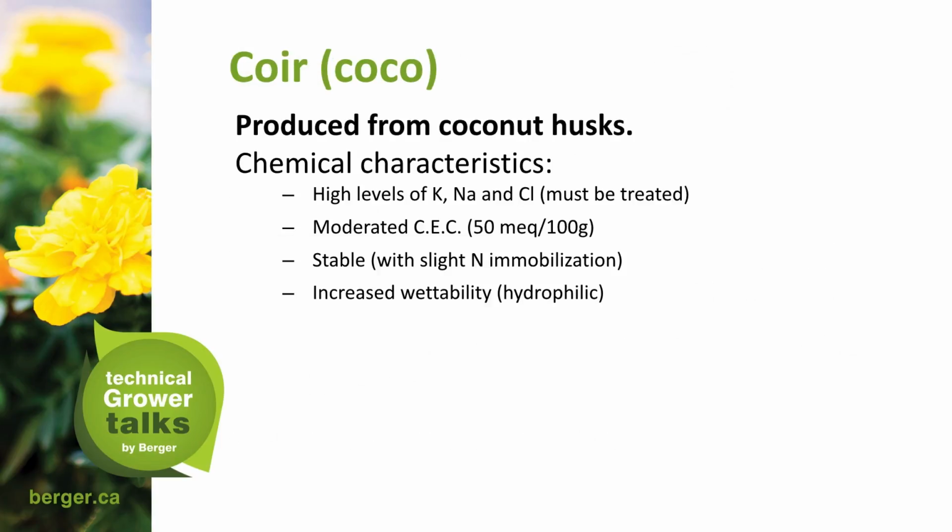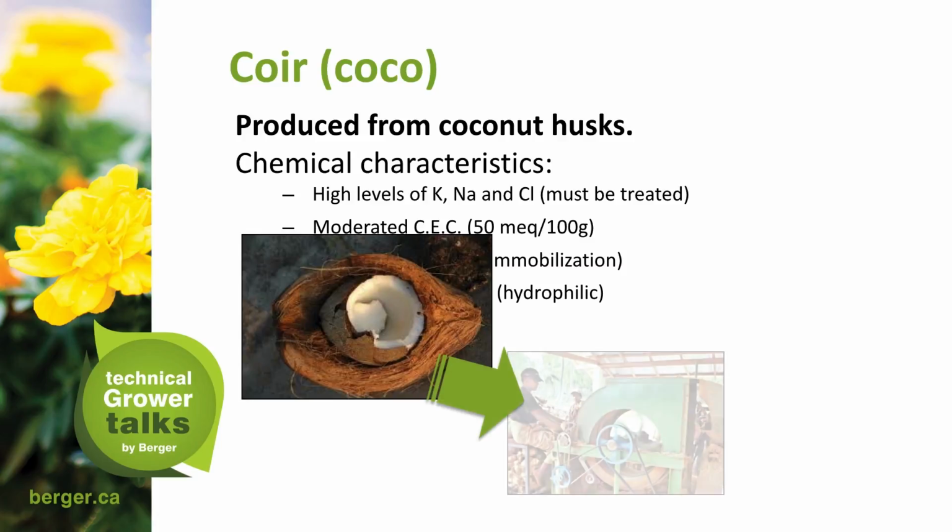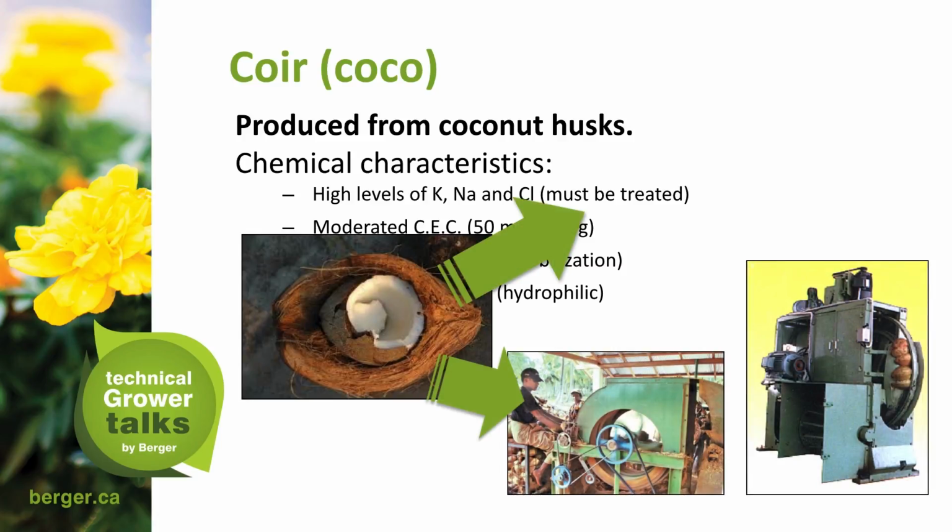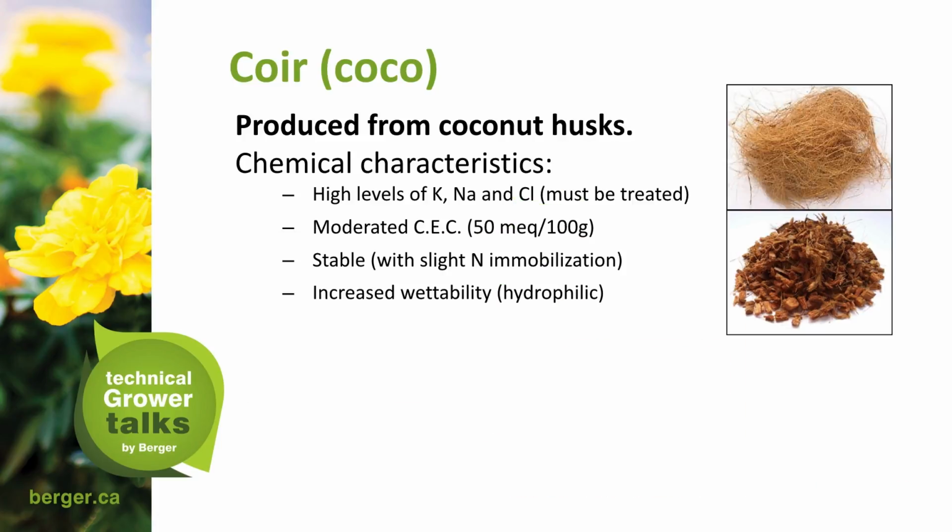Coir, produced from coconut husks. Chemical characteristics: high levels of potassium, sodium, chloride, must be treated. Moderate CEC, 50 milliequivalents per 100 grams. Stable with just a slight nitrogen immobilization. Increased wettability, so again, hydrophilic.